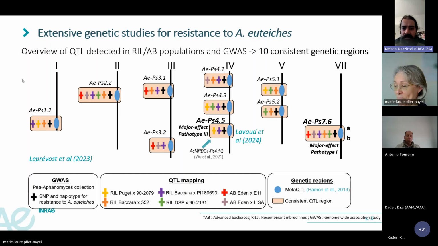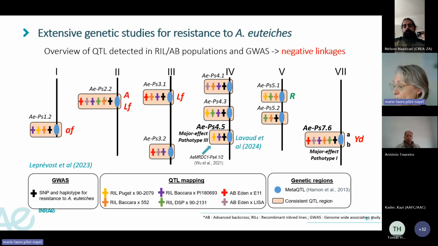Okay, I see somebody is writing in the chat. I read this message for you. Thank you for a very interesting presentation. Is there anything known about potential functions of genes in these QTLs?